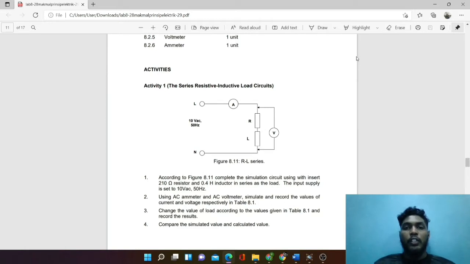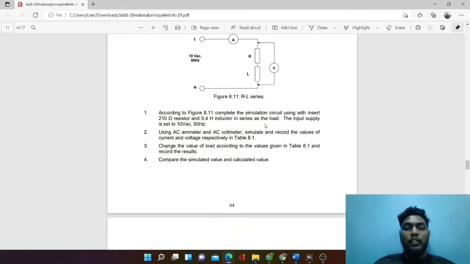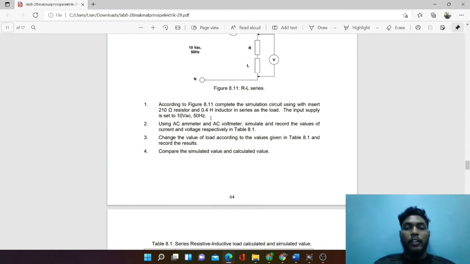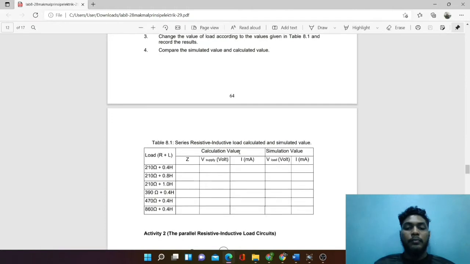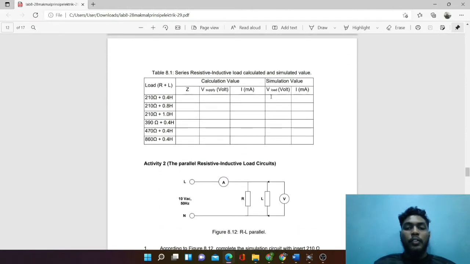So today I want to explain from lab number 8, activity number 1, that is my part. For activity number 1, we have to create a circuit like this and insert the values according to the given, and I have to simulate and state the simulation value for the AC voltmeter and AC ammeter for the load R and L.